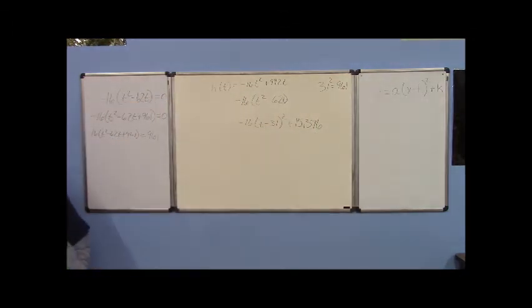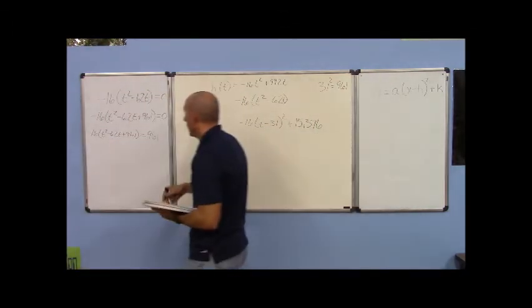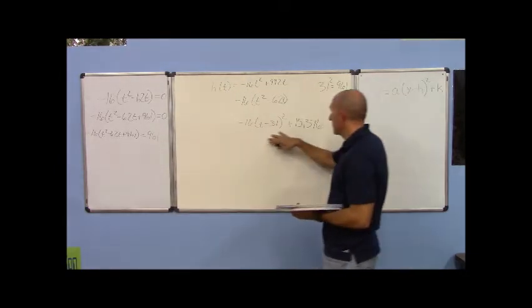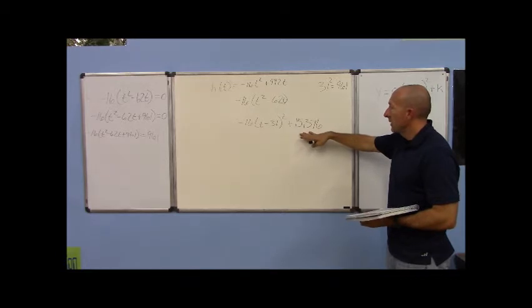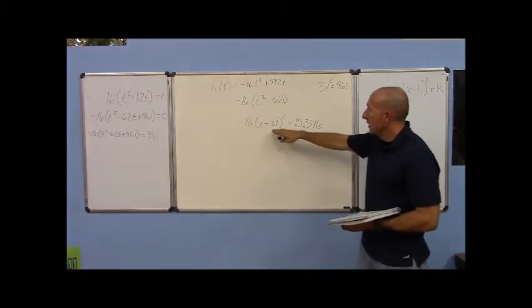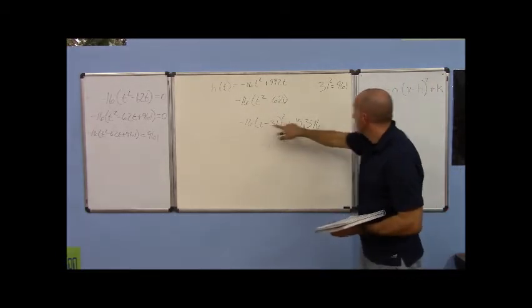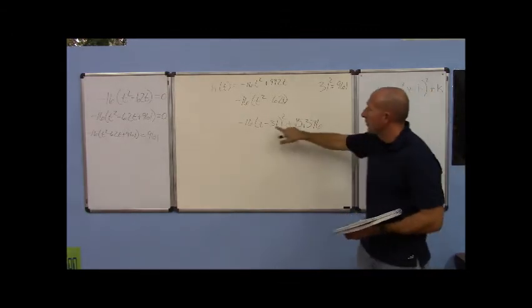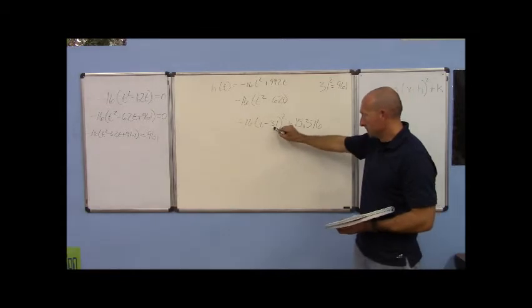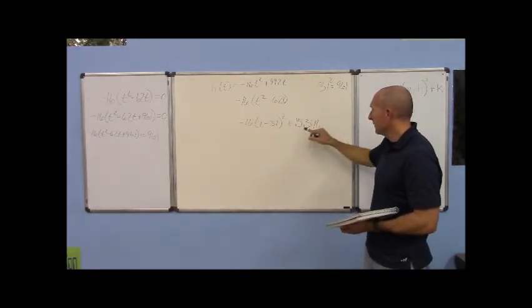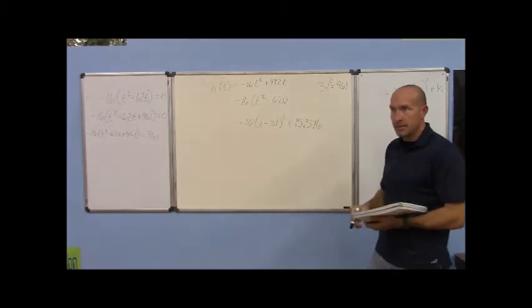So, from here, now that we've found this, we know what our vertex is. We know that this is going to be our y value, and since this didn't change from its original form, the positive 31 is going to be our x value. So our vertex is 31 in the x, and 15,376 in the y.